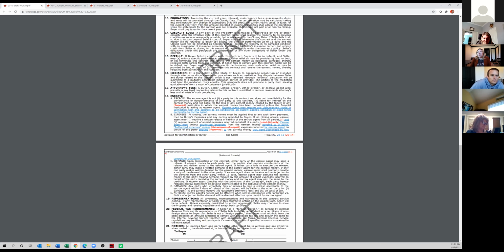And then seller, if seller fails to comply with this contract, seller will be in default and buyer may enforce specific performance, seek other relief as may be provided by law, or both, or B, terminate this contract and receive the earnest money, thereby releasing both parties from the contract. Okay, so it's either way on this. Specific performance is forcing the other side to go forward with the deal, and it's tough to get any judge to go along with that. It is possible, but it is tough.